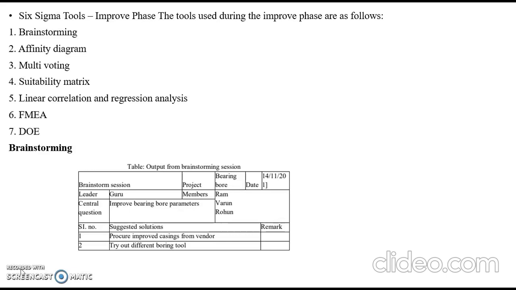Here, one of the example of water pump manufacturing company. Here, they have sit for a brainstorming session to improve the bearing bore parameters. Here, the team leader will pose a question, how to improve the bearing bore parameters. He will pose a question, and the team members, for example in this table, the team members Ram, Varun and Rohan. These members will list all the solution given by the team members and invitees.